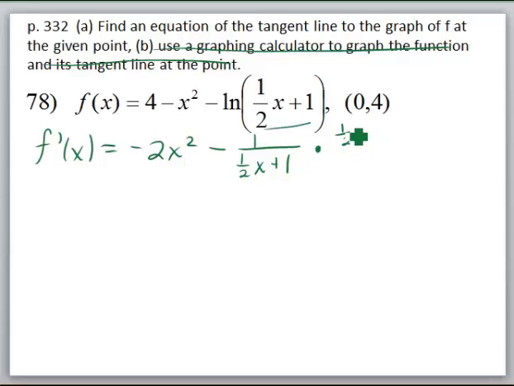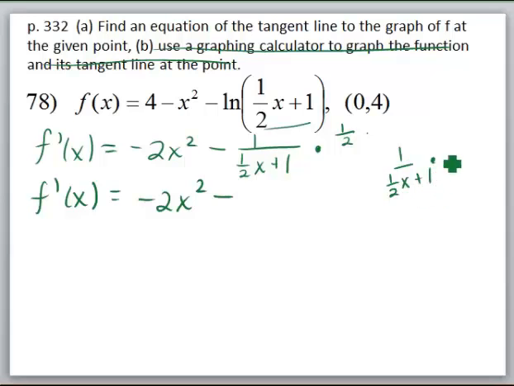What that gives me is an answer of negative 2x minus, and we could off to the side do this little problem: 1 over 1/2 x plus 1 times 1/2. So when you distribute this through, you'd end up getting 1 over half of 2, which is just x, and then you'd have 1 times 2, which is 2.